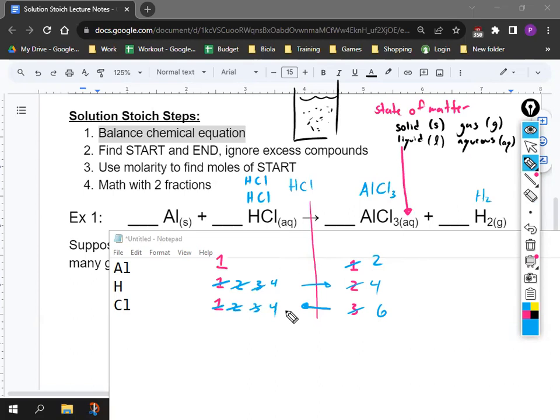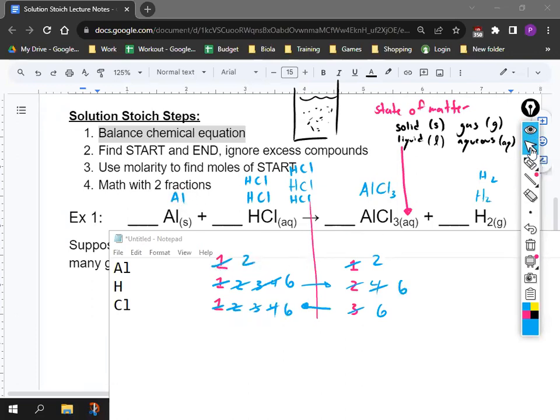Okay, but we are almost done. Looks like we need to fix up these chlorines right here. So we got to go from 4 to 6. So we're going to add 2 more HCl's. That's going to get us to 6 right here, 6 hydrogens. And then you guys can see if we add 2 more hydrogens to the right side, that gets us to 6. And then we add 1 more Al, and we are finally done.